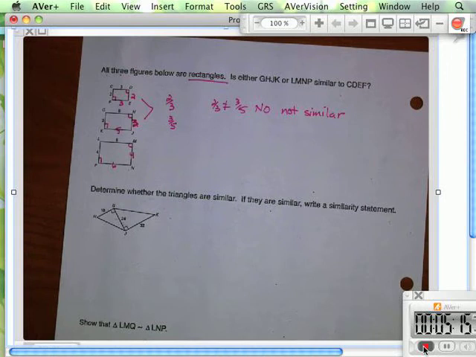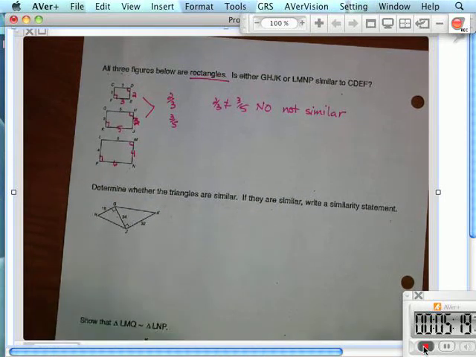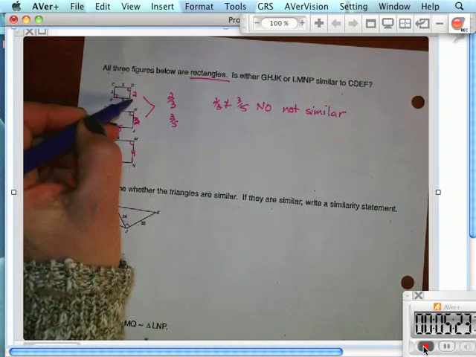Okay, so the next one here. Now I need to test whether the big one and the small one are similar. So I'm going to test these two.